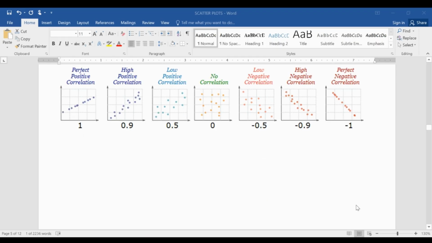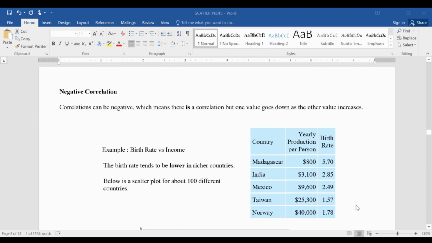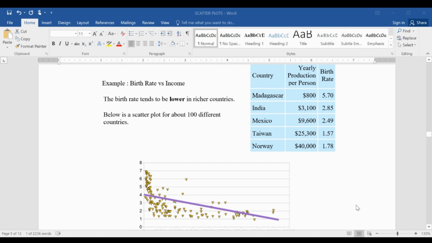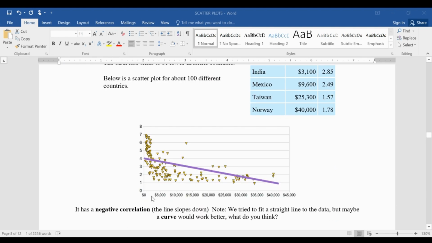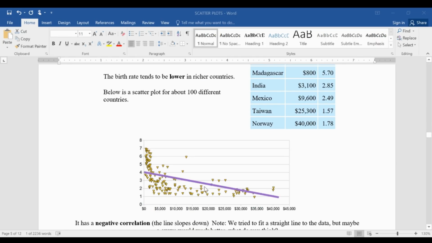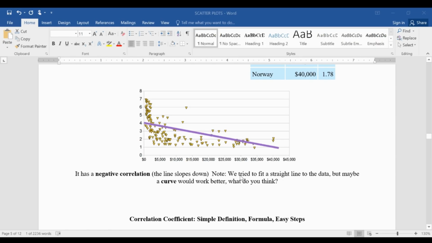Okay, now coming down, these are just more examples of negative correlation and positive correlation. But here, a correlation between, this is number of children or birth rate versus income. Higher income tends to correlate to fewer children. Okay, and that's a negative correlation. And it's probably a medium correlation here. It's not super strong, but it does come down, and we do have a trend line. It's probably actually more of a curved trend line here. So we tried to fit a straight line, but maybe a curve would be better.